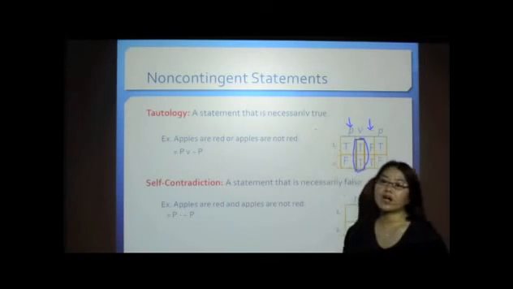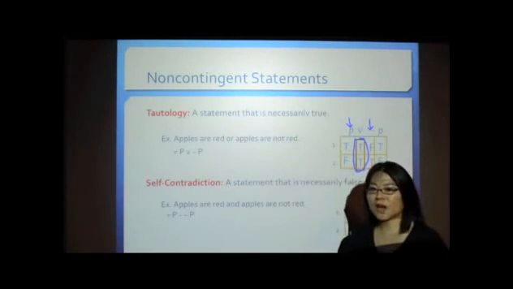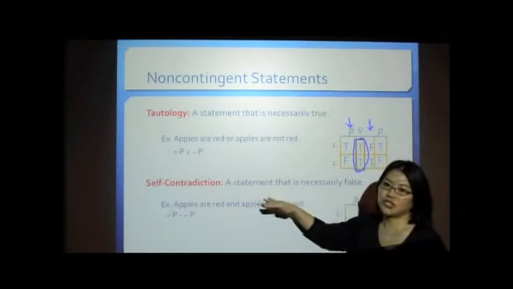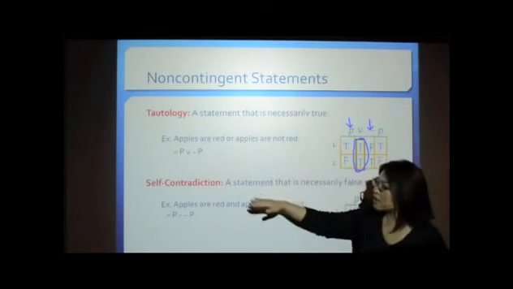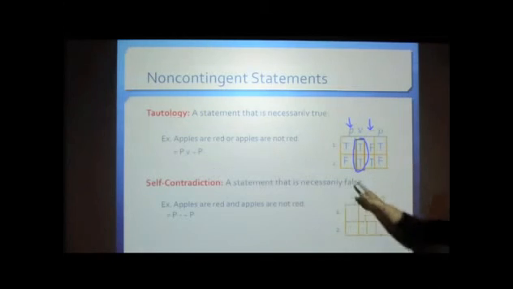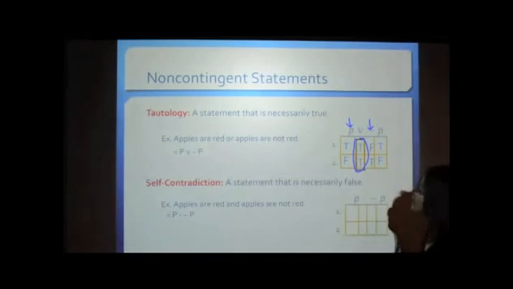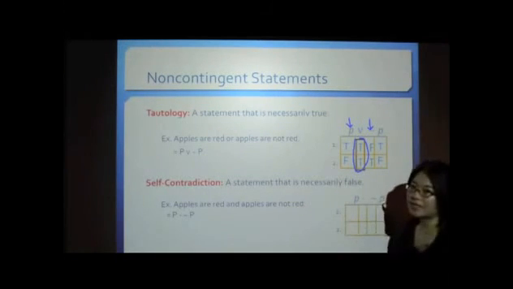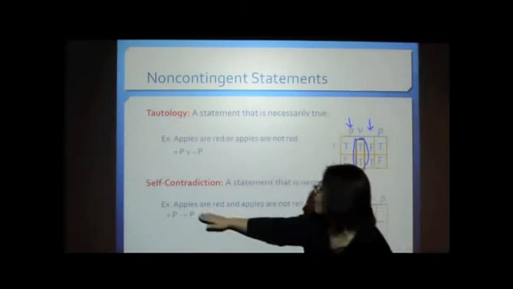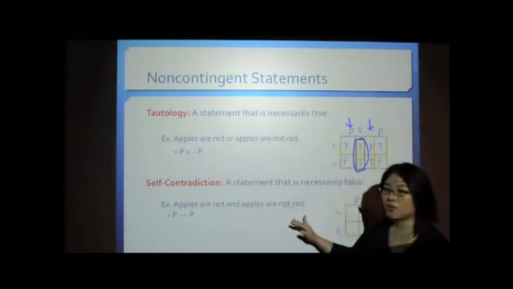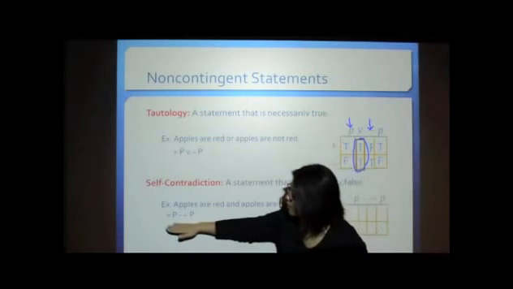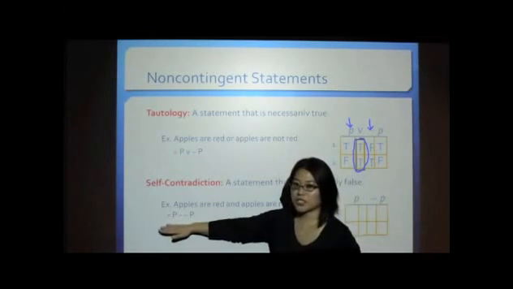Now this is a type of non-contingent statement. Another type of non-contingent statement is a self-contradiction. A self-contradiction is a statement that is necessarily false. So here we have an example of a statement that is a self-contradiction: Apples are red and apples are not red. And this is what the statement looks like in propositional logic.